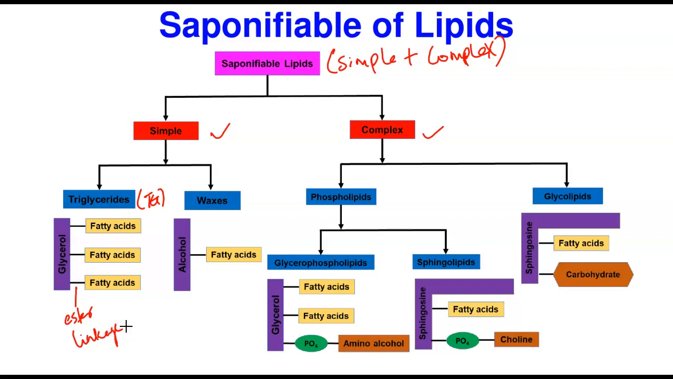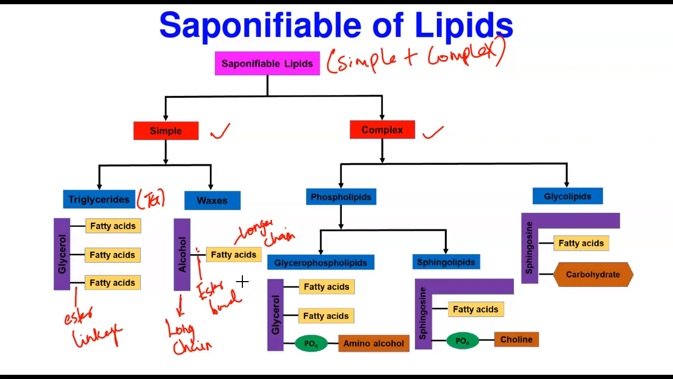Now, the waxes. The difference between the waxes and the triglyceride is that the waxes here are made up of an alcohol. This time, the alcohol is not glycerol, but usually a long-chain alcohol and a longer chain fatty acid, which have their usual ester bond at this point. So this is an ester bond. So these are the two classes of simple lipid.